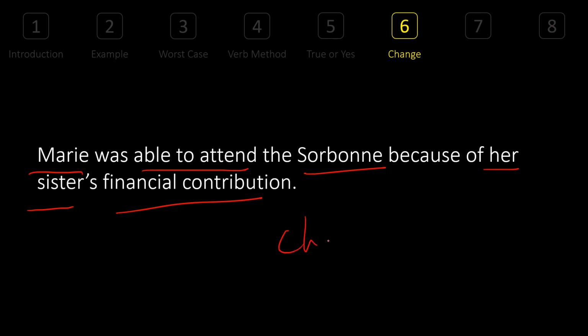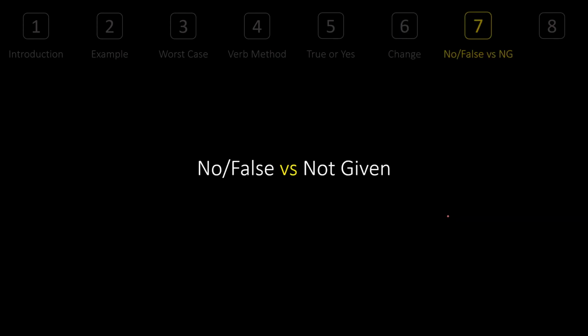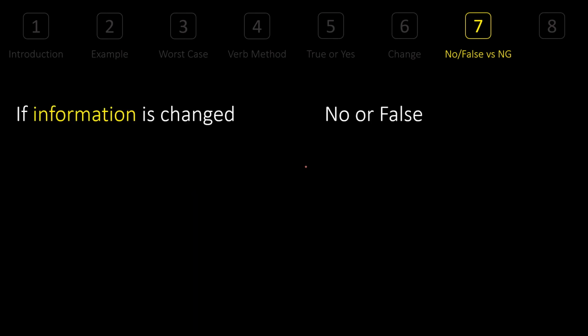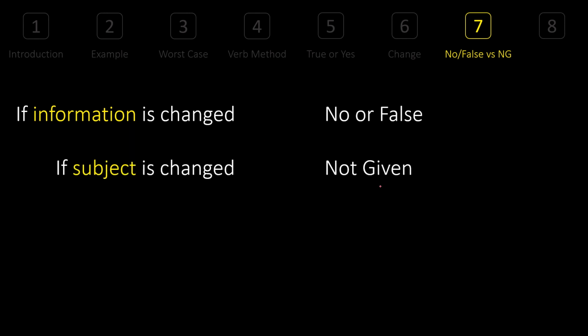Why do we need to understand the change? Because we have to understand the next thing, which is false and not given. This no or false versus not given is a nightmare for students. They come to me and say that we tried as hard as we can and still we got incorrect answers in this type. The first thing you should understand is if information is changed, then it's definitely no or false. Now, what is this information? We'll see that. If subject is changed, then it is not given.